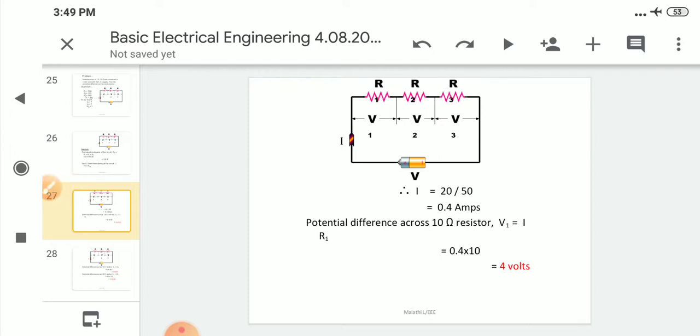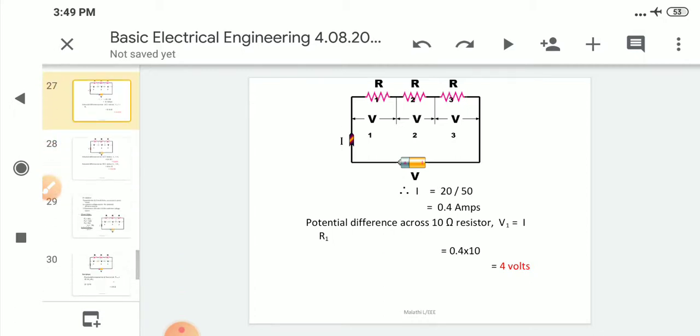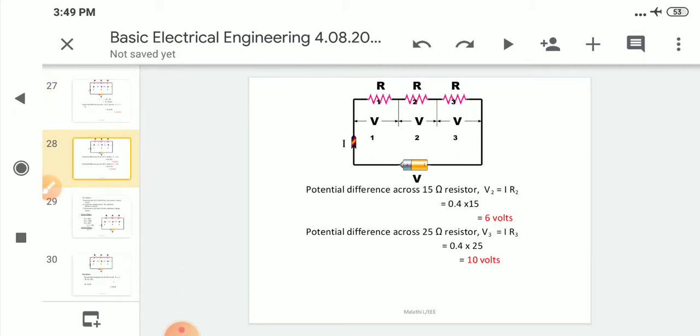Potential difference across the 10 ohm resistor: V1 is equal to I into R1, 0.4 into 10 is equal to 4 volts. Next, potential difference across the 15 ohm resistor: V2 is equal to I into R2. Substituting the values of I and R2, this gives 6 volts. Likewise, V3 is equal to I into R3. Our I value is 0.4 and R3 is 25, so we get 10 volts.